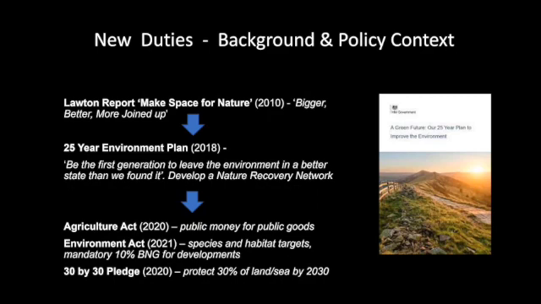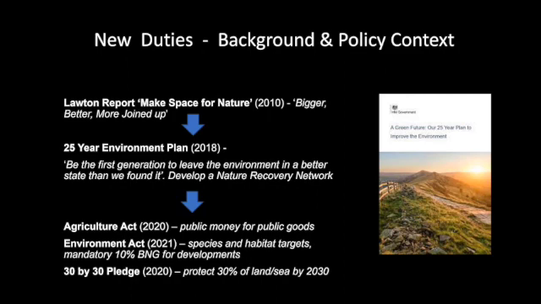Then in 2018, the 25-year environment plan was published. The government set out their framework, or a desire to be the first generation to leave the environment in a better state than we found it, and to develop a nature recovery network. So that's the first mention we've got of the nature recovery network, which is those spaces being bigger, better, and more joined up. We had the Agriculture Act in 2020, which was saying that they'll be using public money for public goods. So rather than just supporting farming practices and subsidising those, farmers would be able to secure public money, but on the basis that it delivered something for the public. So that would be natural flood management. It could be improving biodiversity. It could be improving air quality.